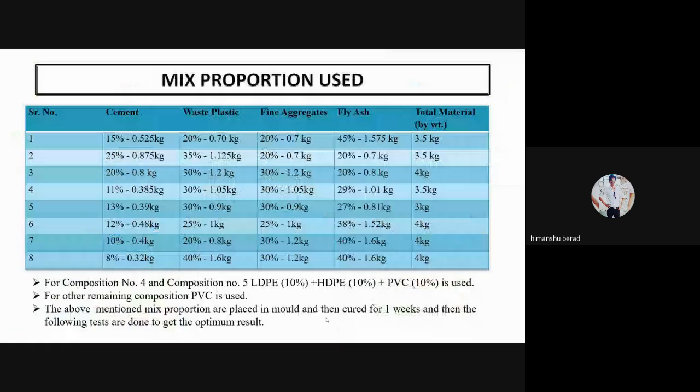In the next slide, you can see the mixed proportions we use. So these are basic ideal mixed proportions and successful mixed proportions by us. Since we performed a number of trials, we can't display everything in this PPT, so we only displayed ideal and successful proportions. You can see in this table that cement content, plastic waste content, fine aggregate, and fly ash are varying according to various contents and proportions, in which in the fourth and fifth compositions we use LDP, SDP, and PVC at 10-10%, while in other compositions we only use PVC.